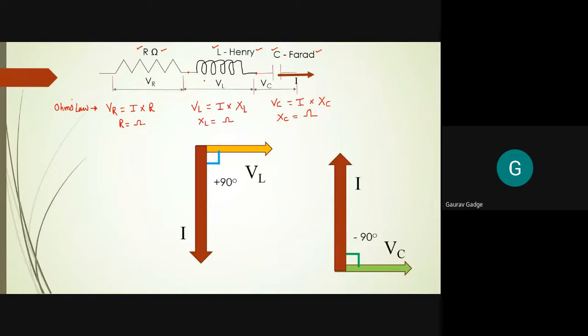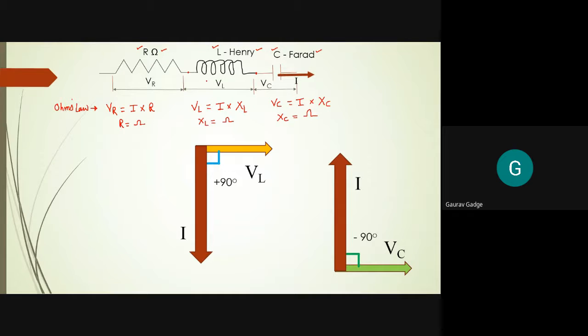VL is I into XL. Don't write it as I into L, because whenever we write the voltage in the time domain, VL is equal to L di by dt. But when we write it in the frequency domain, or in short, in the Ohm's law format, Ohm's law gives us VL is equal to I into XL. Then VC is equal to I into XC. So please remember Ohm's law: VR is equal to I into R, VL is equal to I into XL, VC is equal to I into XC.